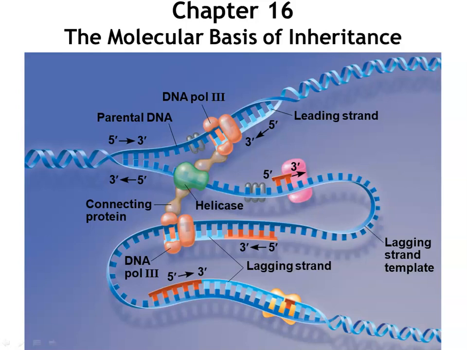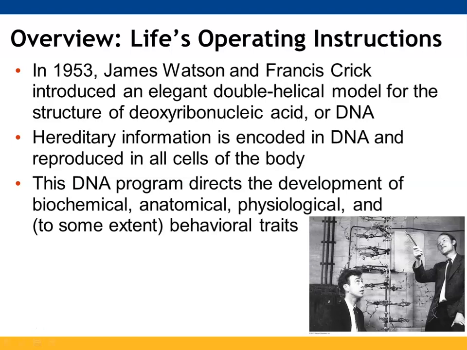So chapter 16 is entitled The Molecular Basis of Inheritance. Watson and Crick are well known for having introduced the double helix model to describe DNA structure back in 1953. All of the hereditary information that is passed from one generation to the next is encoded in that DNA and is found in all cells throughout the body. And that DNA is able to produce proteins, which then can direct the development of various traits, including those that are biochemical based, anatomical, physiological, and to a certain extent behavioral.